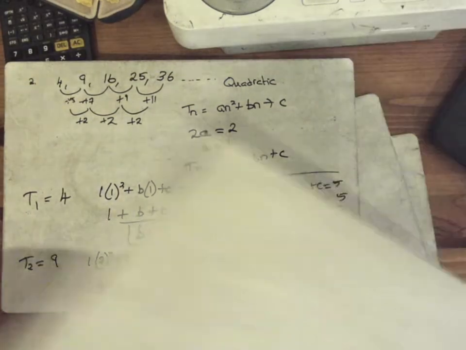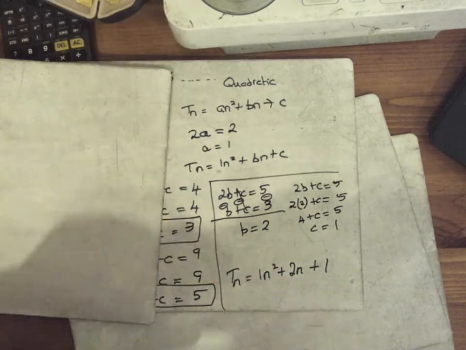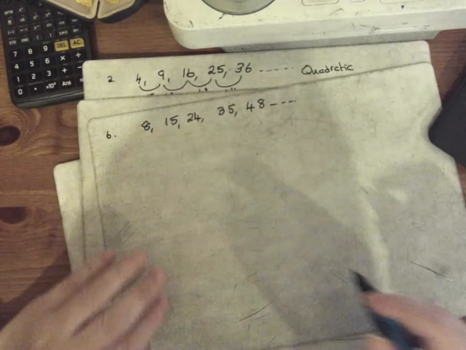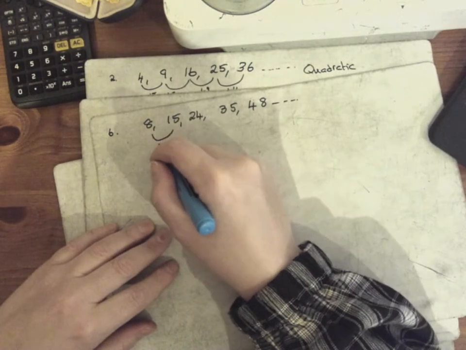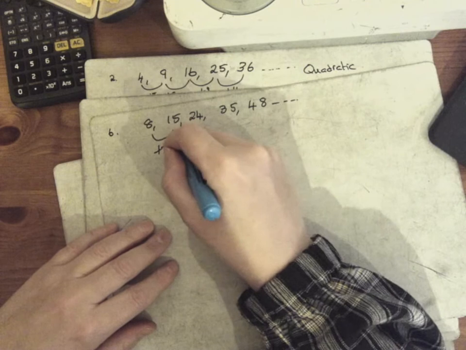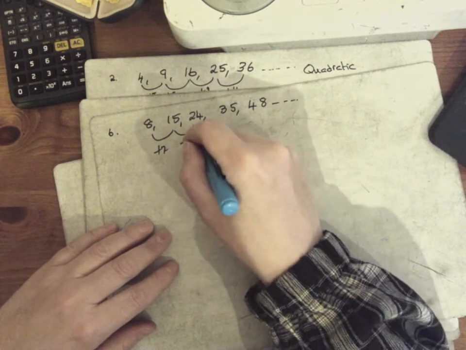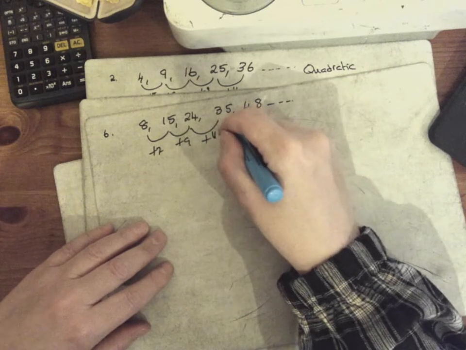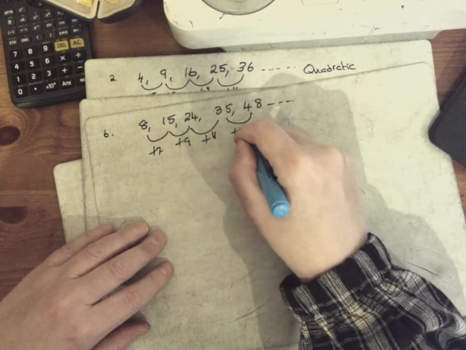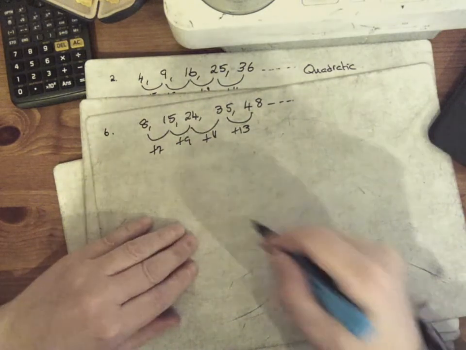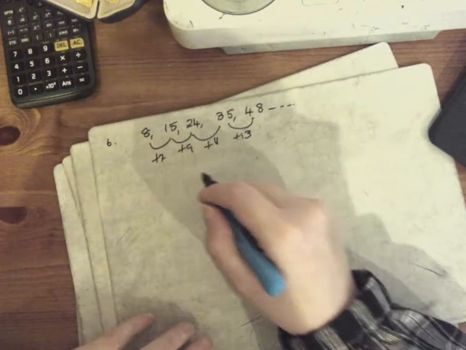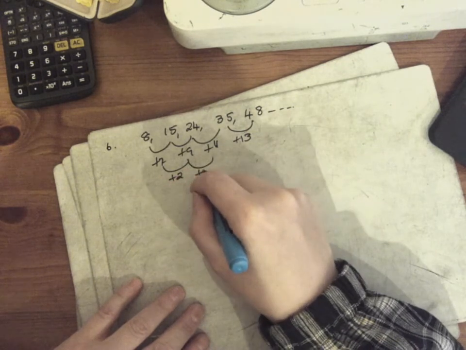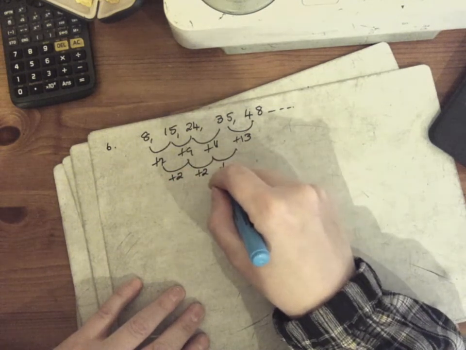Right, okay, so the next one I asked you to do was question 4. So here's question 4. So again we start and we say, well, 8 to 15 you add 7. 15 to 24 you add 9. 24 to 35 you add 11. 35 to 48 you add 13. So it's not linear because the first difference is not a constant. So you go again. Right, so 7 to 9 is plus 2, 9 to 11 is plus 2, and 11 to 13 is plus 2.